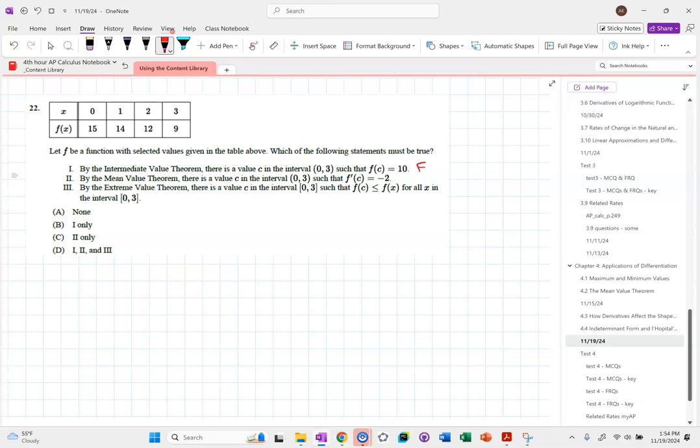By the mean value theorem, there's a c on the interval from 0 to 3 such that f prime of c is equal to -2. What are the conditions for the mean value theorem? Continuous and differentiable. Do we have either of those? Can we guarantee that that's true? No. Next, it says by the extreme value theorem. What are the conditions we need for the extreme value theorem? Continuity on a closed interval. Do we have that? No. So I would say none of these have to be true.